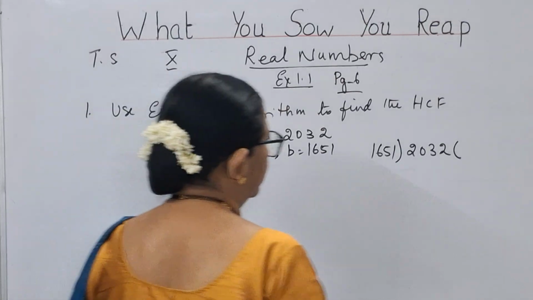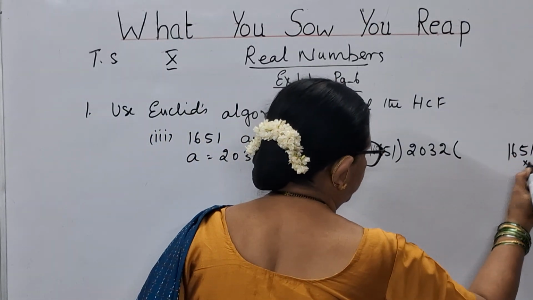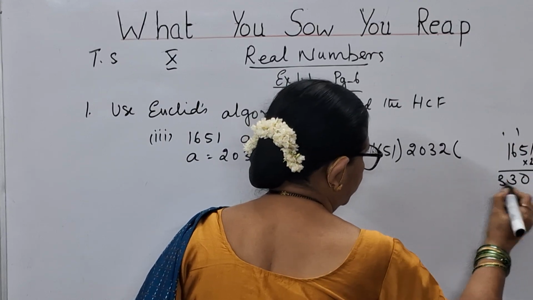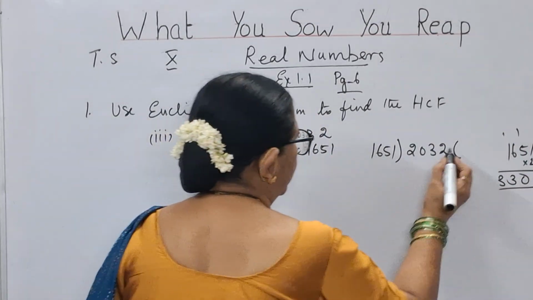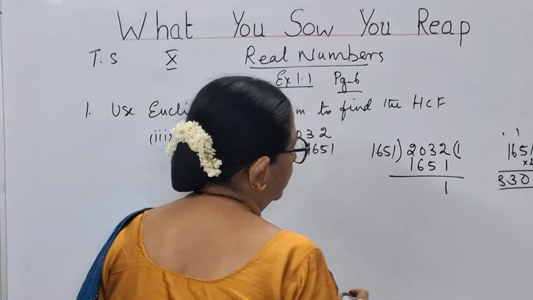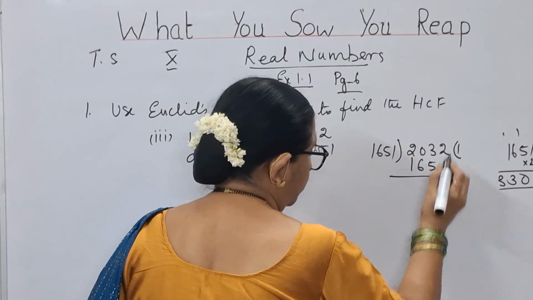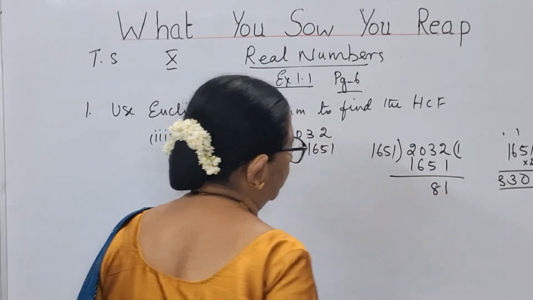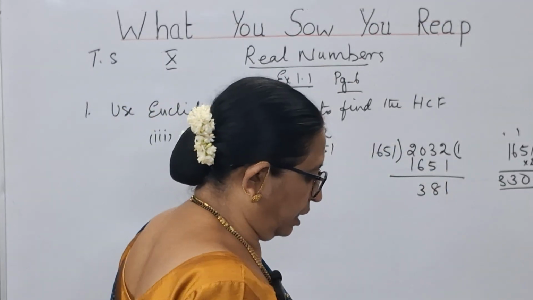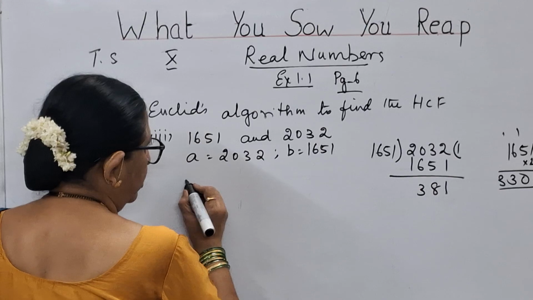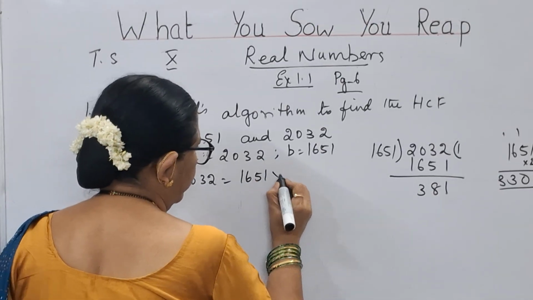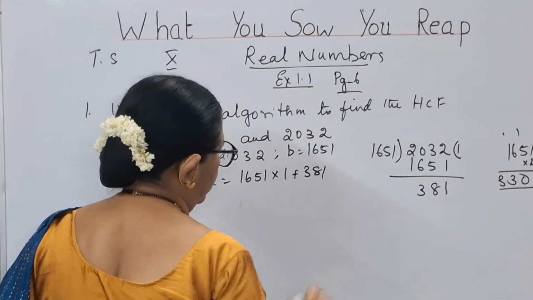So suppose you take 2, 1651 into 2, 2 1s are 2, 2 5s are 10, 2 6s are 12, plus 1 is 13, 2 1s are 2, 1 3. It won't go. So we'll take 1. 1 6 5 1. How much are you getting, children? 1 here and here borrowing. You'll be getting 13 minus 5 is 8. 9 minus 6 is 3. 381 we will be getting. Therefore, what we will say? 2032 is equal to 1651 into 1 plus 381.